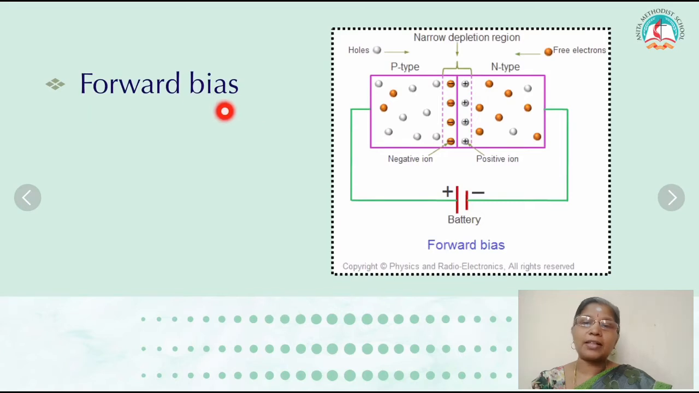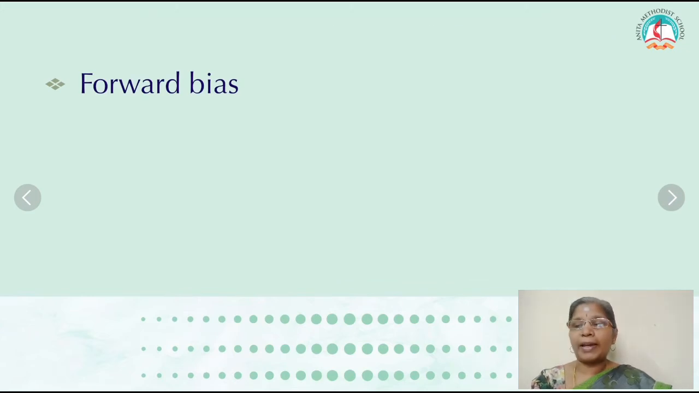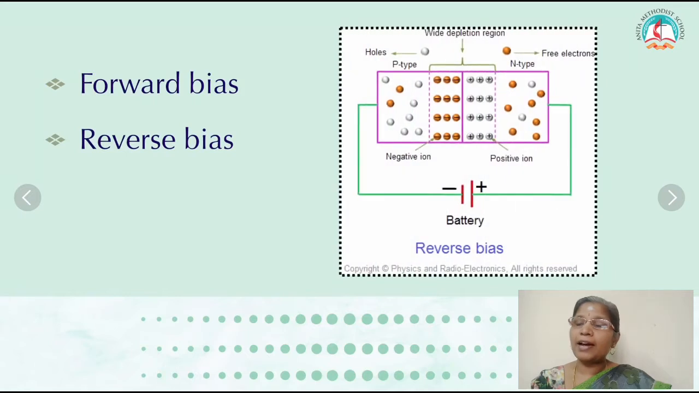One is forward bias. When it is forward bias, the P-type semiconductor is connected to the positive end of the battery and the N-type semiconductor is connected to the negative end of the battery. When positive to positive and negative to negative are connected, it is forward bias. More holes are crossing, more electrons are crossing. The width of the depletion region is decreasing. This is forward bias.